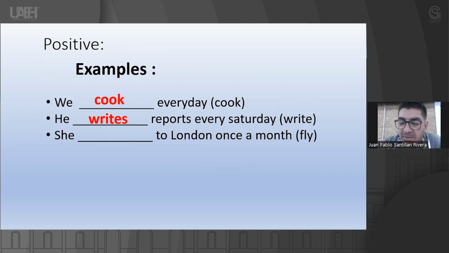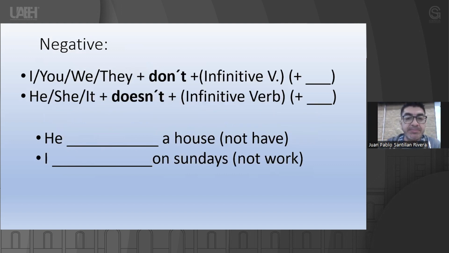So what happens here? She flies, okay? We have to change the Y by the ending I-E-S, flies. She flies to London once a month, okay? What about with negative?